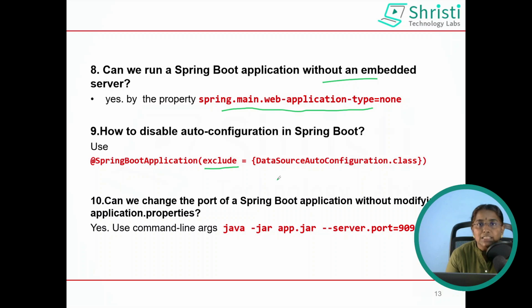If you want to change the port number during runtime, while running the jar file, we can provide the port number. The command to run a jar file is java -jar, the jar file name. Together with that, provide the configuration details: server.port equal to the port number on which you want to run your application.